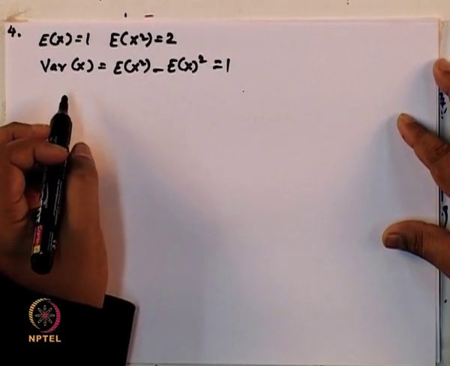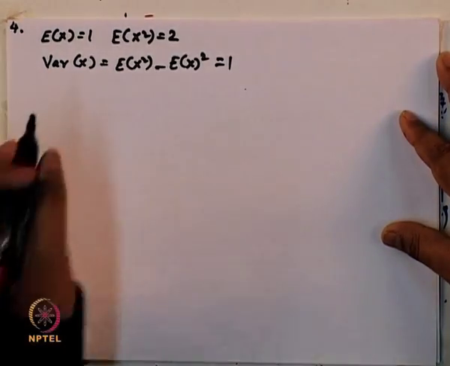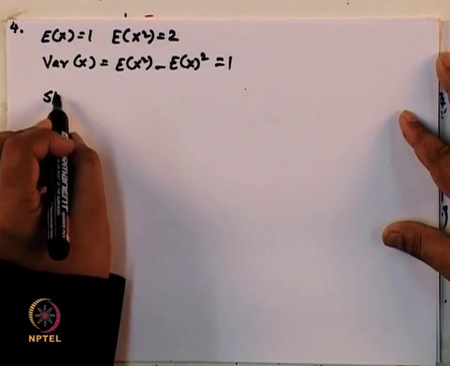Okay. So, that brings our discussion on expectation and variance to a close, and we begin by discussing some special random variables.